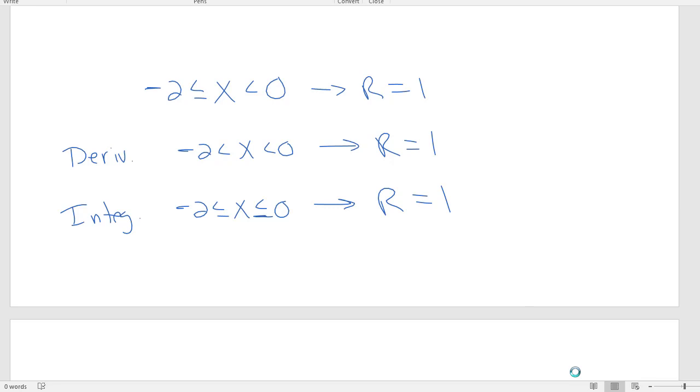So this theorem is basically saying don't dwell on convergence at the endpoints. The radius will be the same whether the endpoint is included or not.